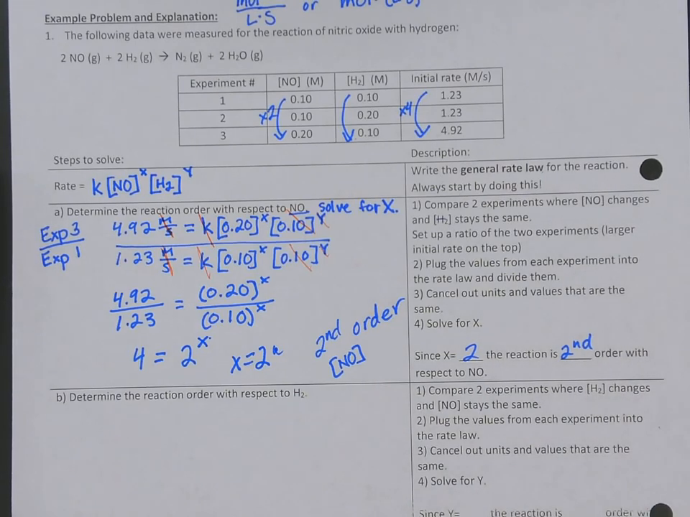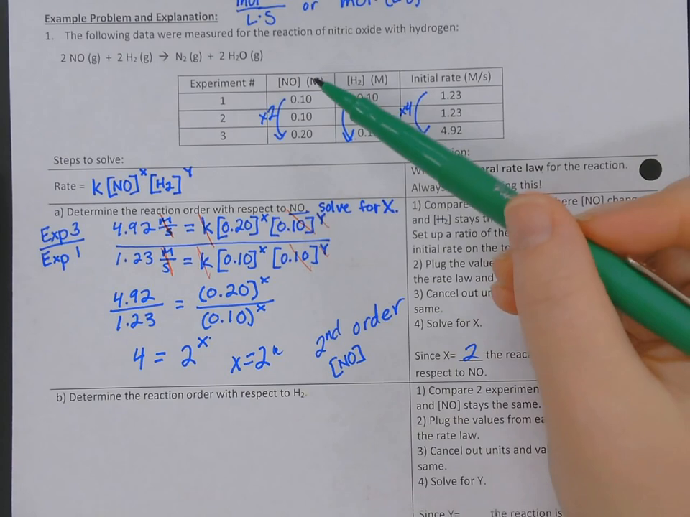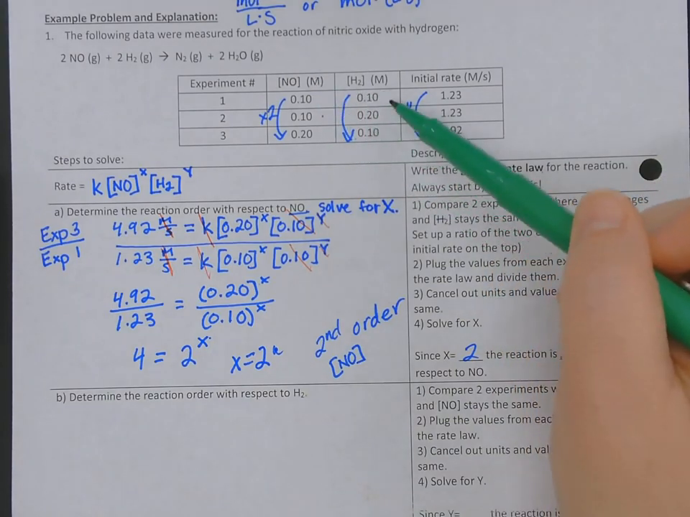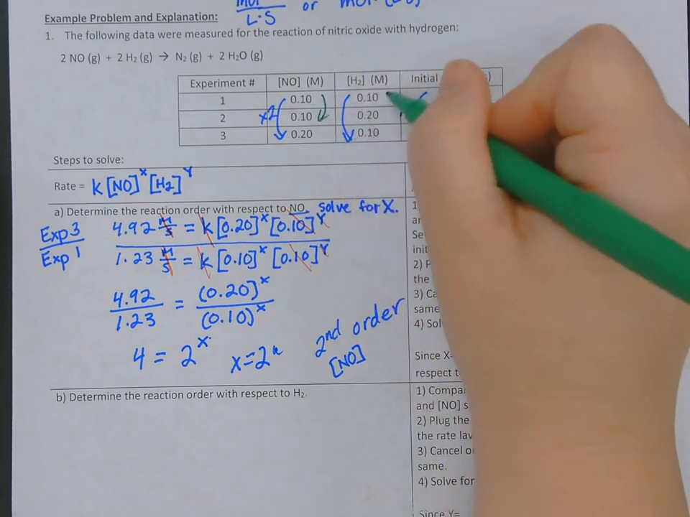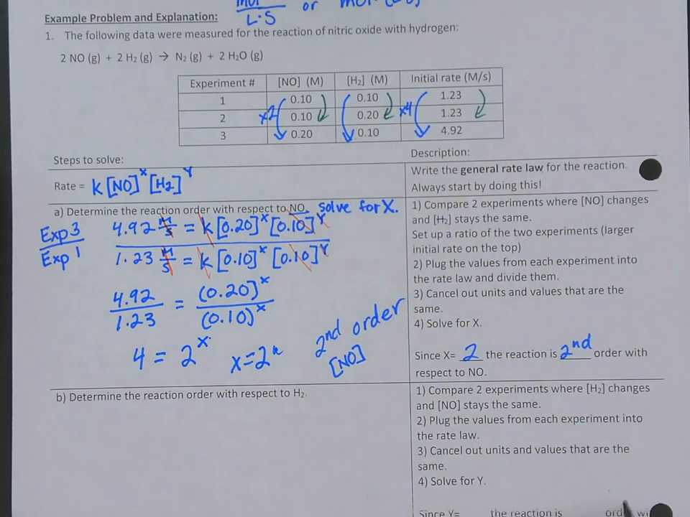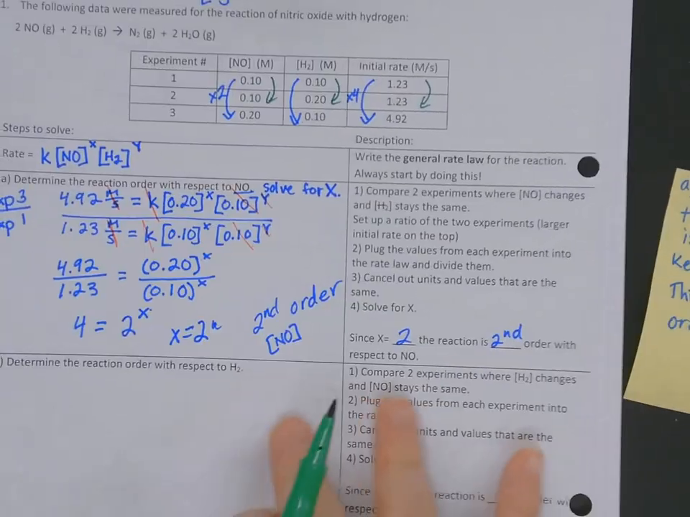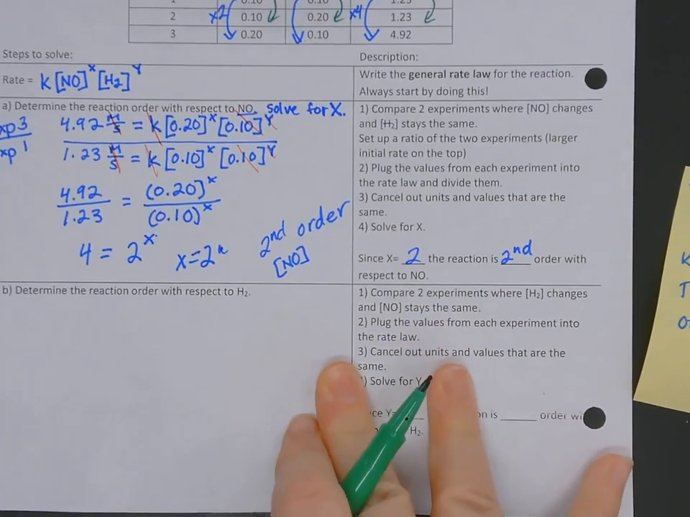Okay, let's try our second one. I'm going to change up our colors so we can tell the difference of what's going on here. And we want to determine the reaction order with respect to hydrogen now. So that means that we need hydrogen to be changing and NO to be staying the same. So NO stays the same with experiments 1 and 2. Hydrogen does change, so we're using these 2. I'm going to show you mathematically how to do it, and then we'll do it in words.